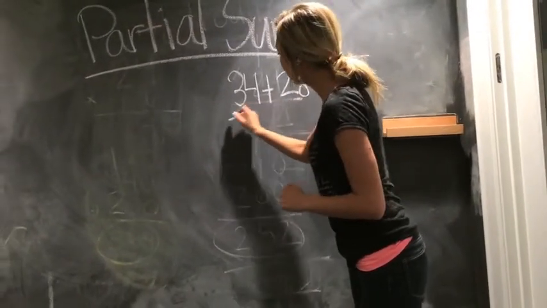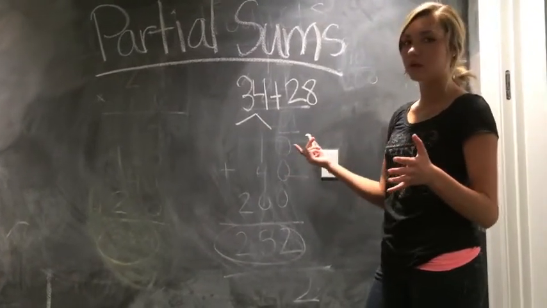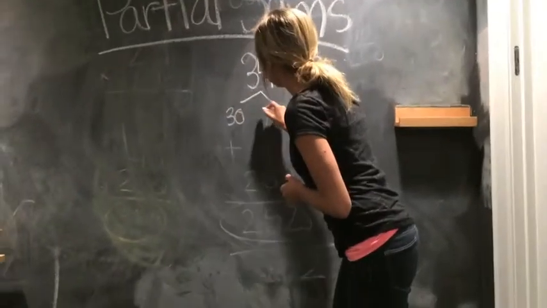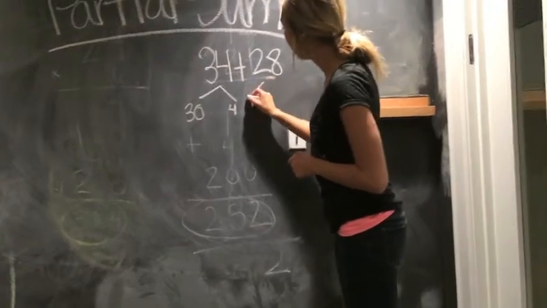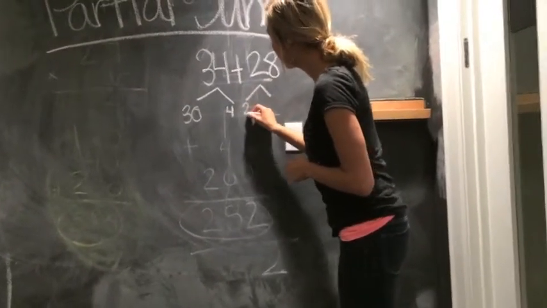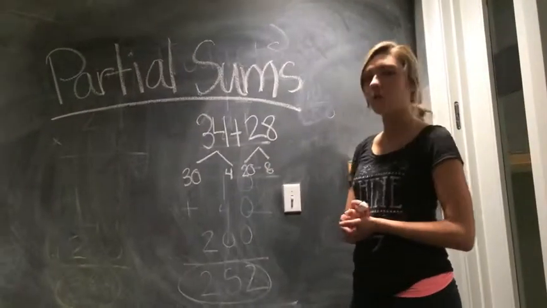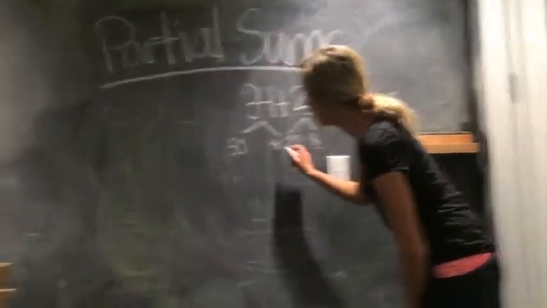So if we take 34, we know that 30 plus 4 would equal 34. So we can break it into a 30 and a 4. And we can do the same thing with a 20 and an 8. So our next step would be to take the 30 and the 20, because we know that makes 50.